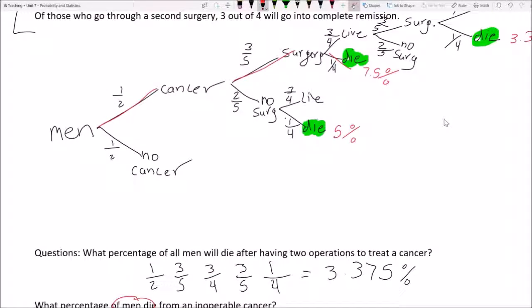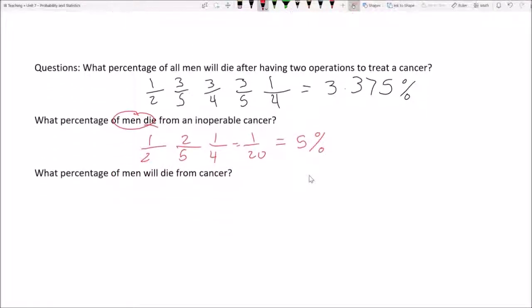So in order to determine the total probability or the total percentage that will die from cancer, we have to add all these together. So 3.375 plus 7.5 plus 5. And what we get is that about 15.9% of all men will die from cancer. That will be their cause of death.